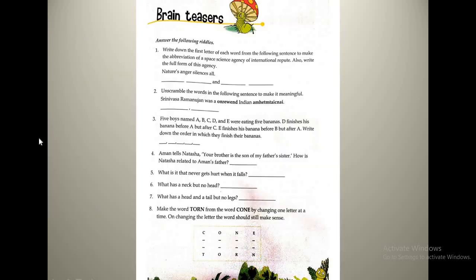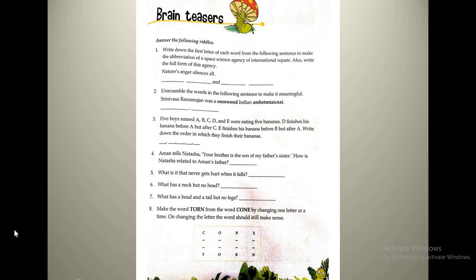The fifth question: what never gets hurt when it falls? It is rain. Rain falls but it never gets hurt. What has a neck but no head? A bottle has a neck. जहाँ आप कैप बंद करते हो हल्का सा पतला सा नेक टाइप का स्ट्रक्चर है उसका, then it starts the shape of the bottle. There it has the neck where you turn the cap.